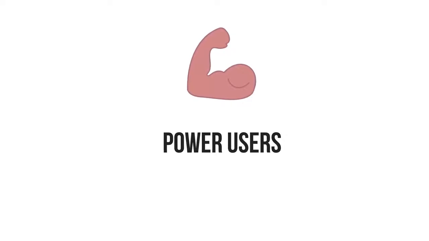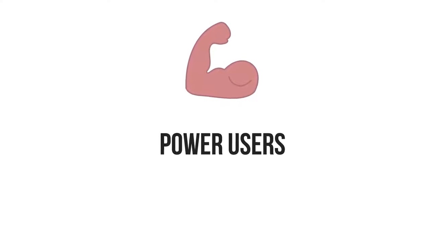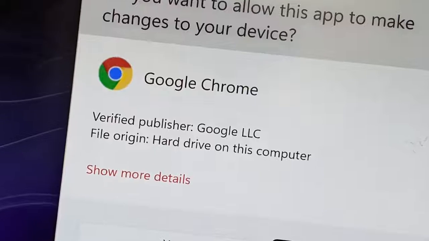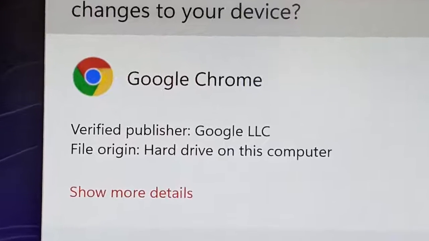And now for power users, I really like these ones. The first one is holding Ctrl Shift while double clicking an app. If you do that, it will automatically open it as an administrator without you having to right click and choose run as administrator. Really simple.